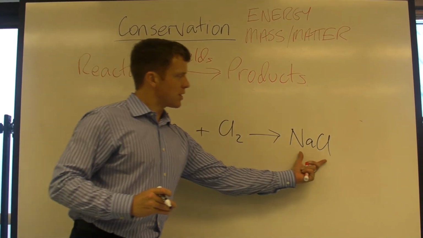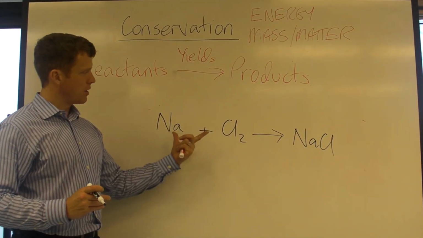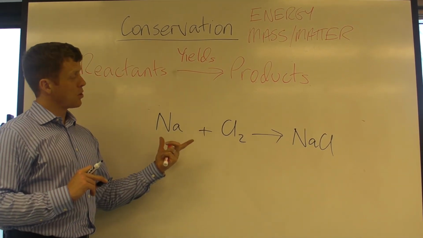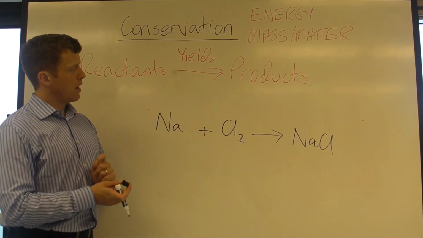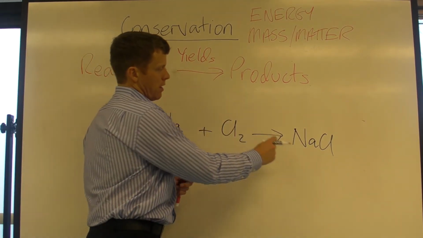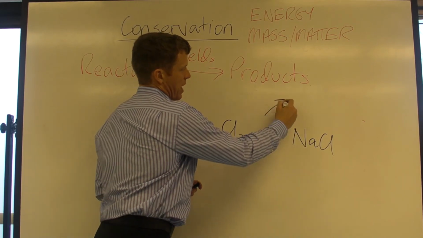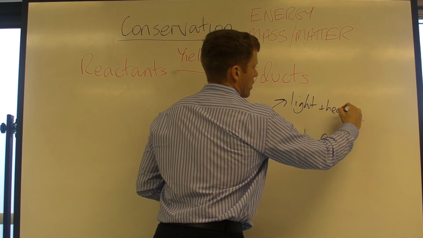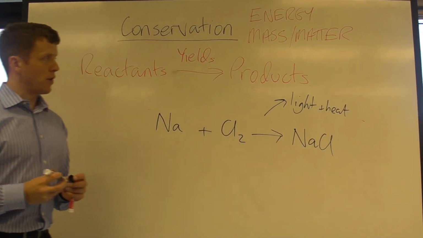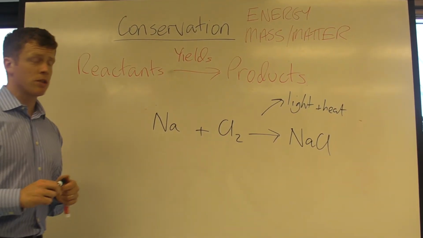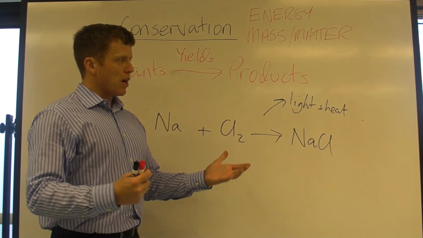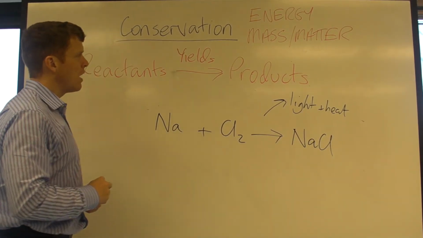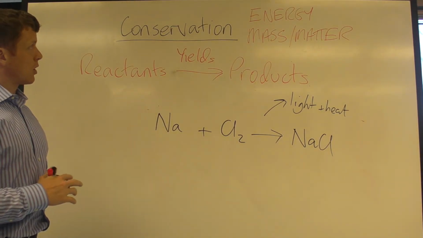So this has a lot less potential energy than this. So the products have a lot less potential energy than the reactants. And a lot of that energy that is missing was actually given out as light and heat. There are different chemical reactions that give you different types of energy produced, different types of radiation, for example, but light and heat are very, very common. But that's the conservation of energy.